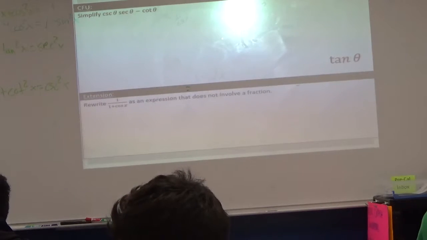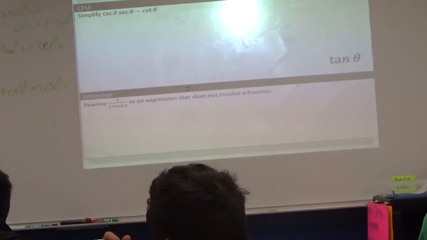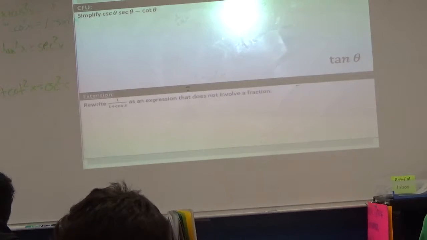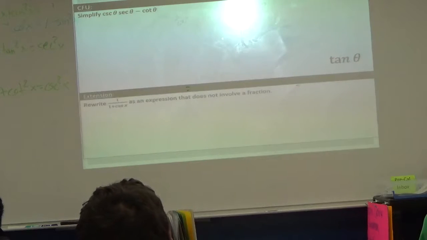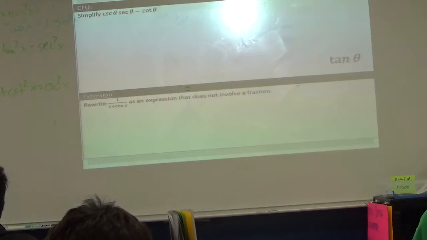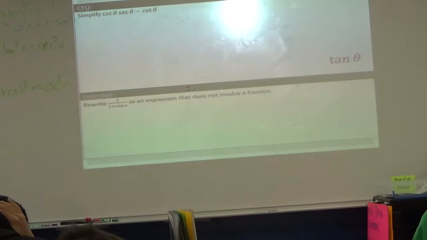I don't think I have to change it. Okay, how did you get this? Okay, so you wrote these, but then you canceled these. It's weird because I never do that when I get it. So now let's combine. So you got your denominator, sine, cosine.